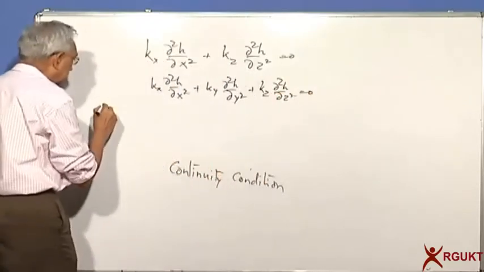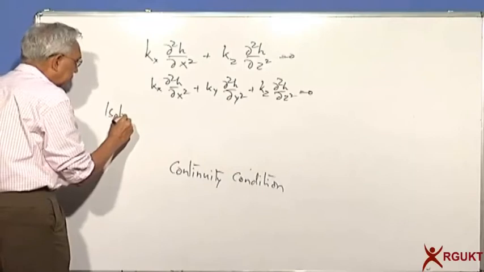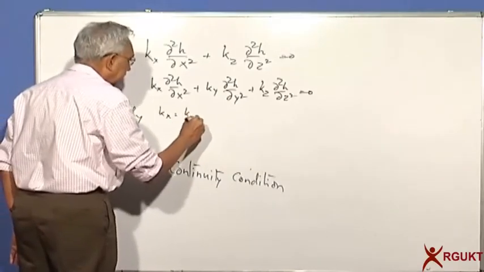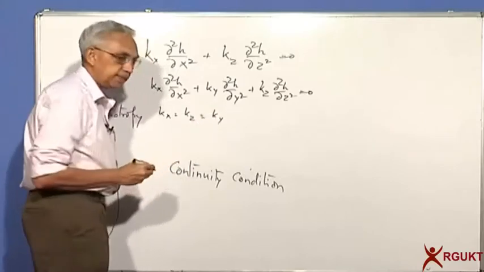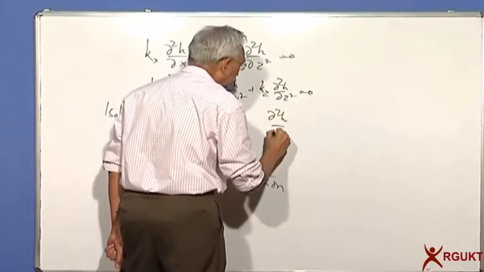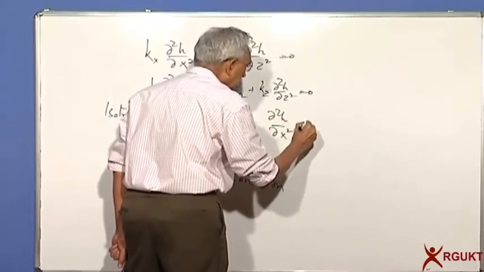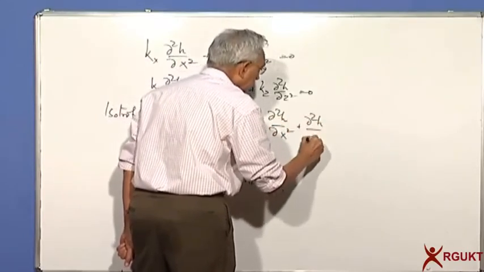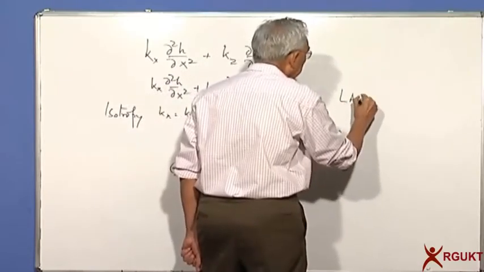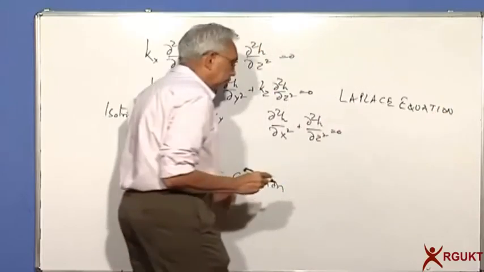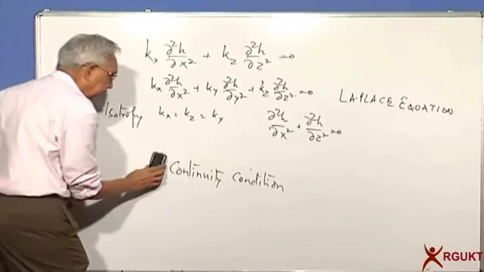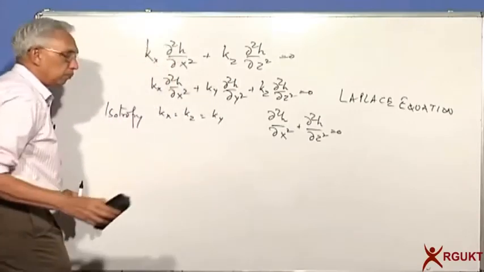For isotropy, which means Kx is equal to Kz, and if you have three-dimensional, equal to Ky, this equation becomes very simple. This is called the Laplace equation. Now, how to solve this equation? We have different approaches. As you can see, it's a fairly complex one.